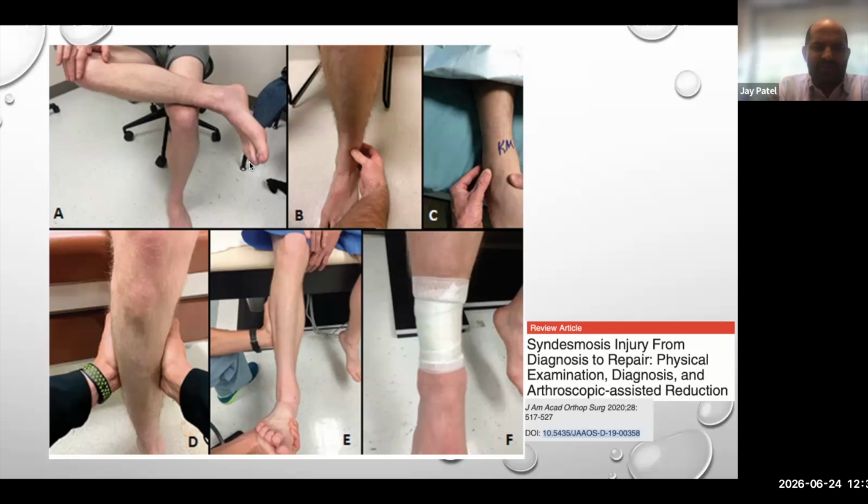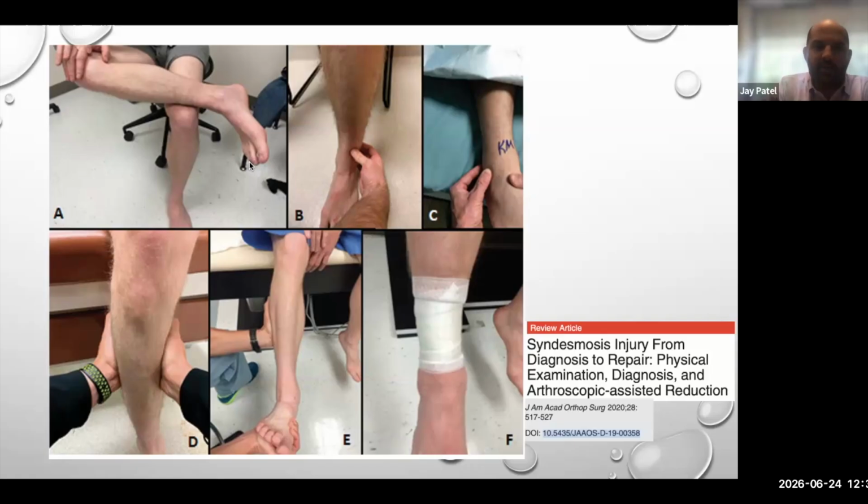One of the easier ones to do is E. It's just eversion, external rotation. So you dorsiflex the ankle and you externally stress them. They'll have pain kind of going up over the syndesmosis. They might have pain over the deltoid ligament. And so that can be done as well.